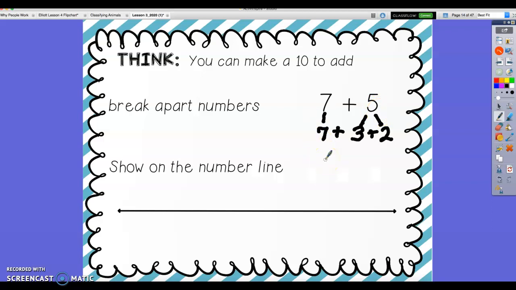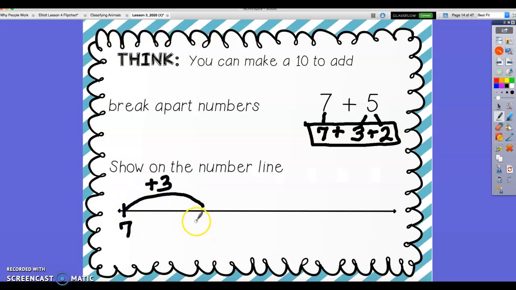So now I'm going to go down to my number line and write 7. Again, I'm just looking at this part here. So 7 plus 3 is 10. All right, so I did 7 plus 3. Now I need to add 2 more. And then 10 plus 2, pretty easy to do. That equals 12. So my answer is 12.